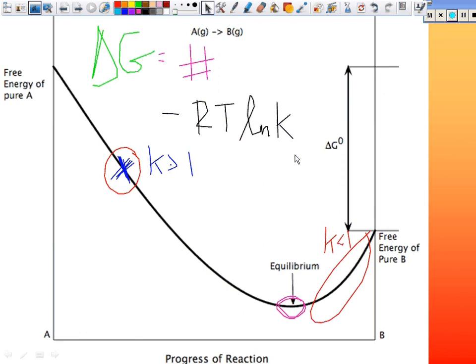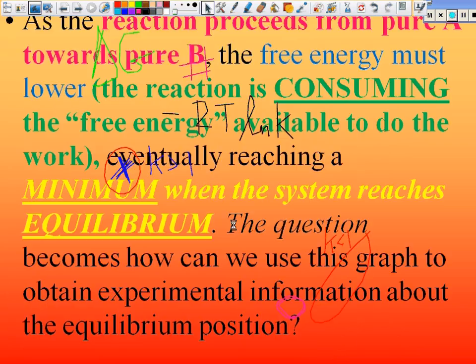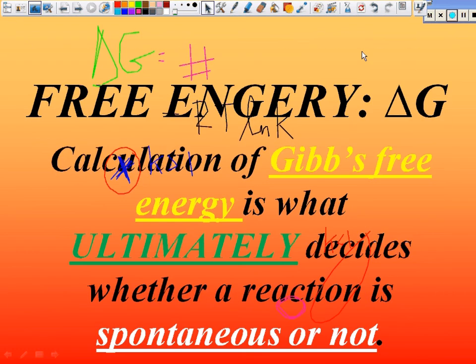All right, so to finally talk about delta G, the final summation of all of this, and the whole key is we want to know if the reaction is spontaneous or not.